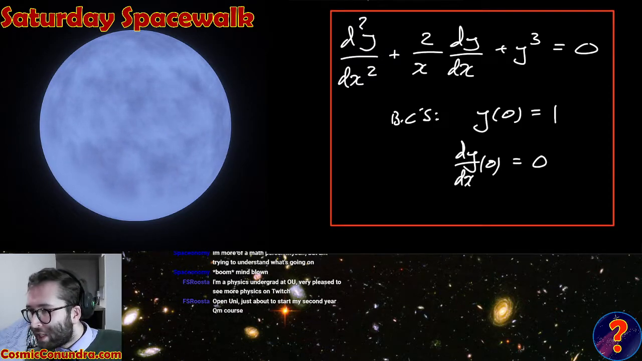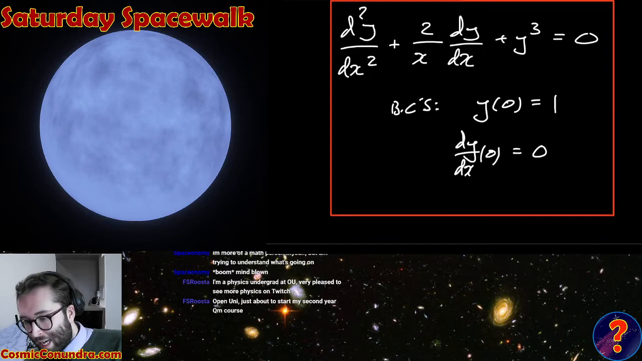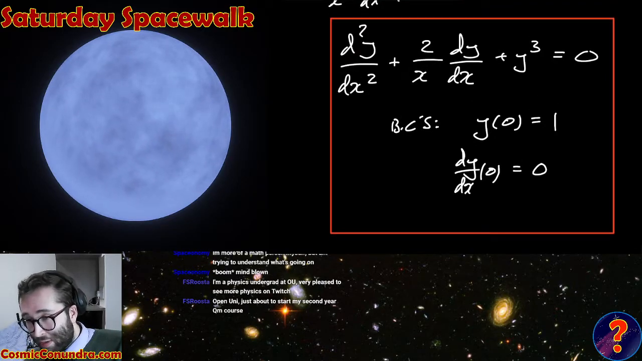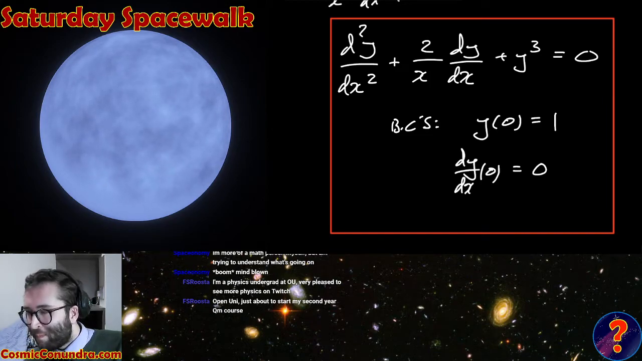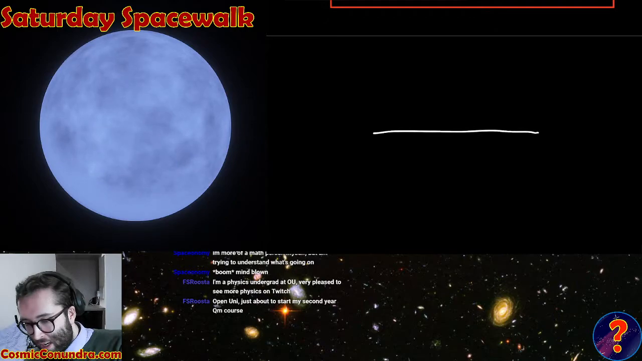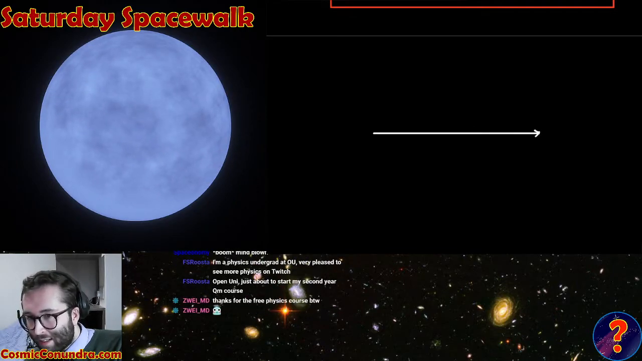Now to solve this equation, the standard thing you do in these numerical techniques is to discretize your axes. Okay, so what we're doing is we're going from a continuous x-axis.